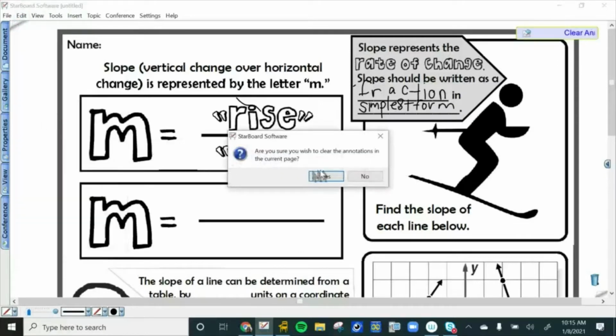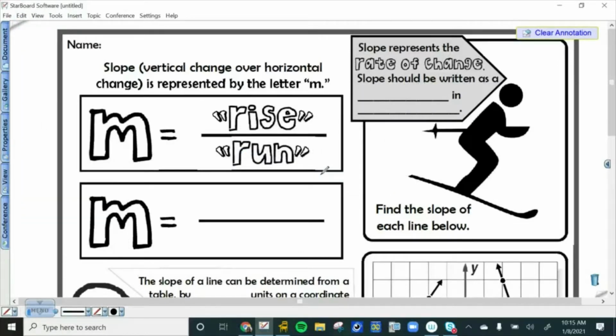Let's try again. So slope should be written as a fraction in simplest form.